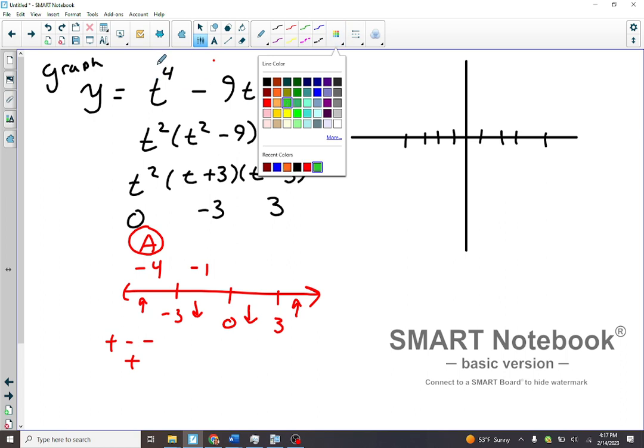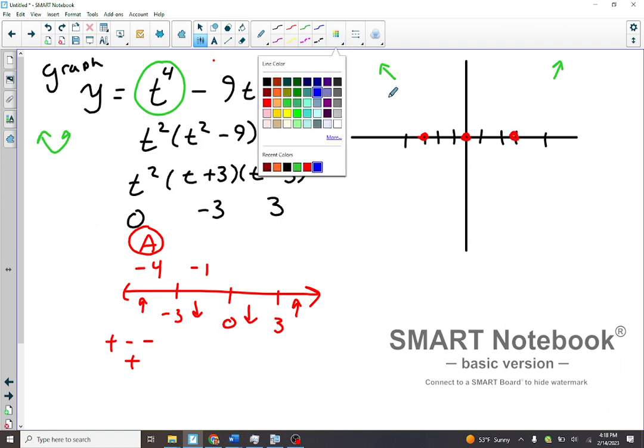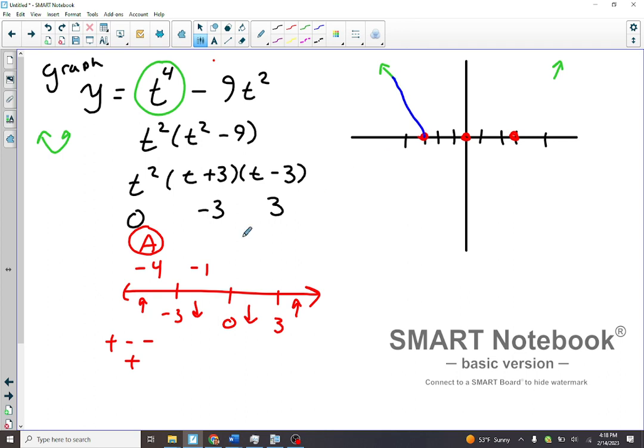We also could tell from the end behaviors. T to the 4th matches a positive parabola, which means I know my arrows should be here and here. From the zeros, I know it's at negative 3, 0, and positive 3. And then when we graph the line, we just connect the dots. Here, it starts up and I'm going down, so I'm going to be below. From here, I was down and I'm down again. And here, I'm down and I'm going up. So it matches that. That is a quick way to graph that function. We're not going to be particular about how bumpy this is. If you drew it like this, that's also okay.